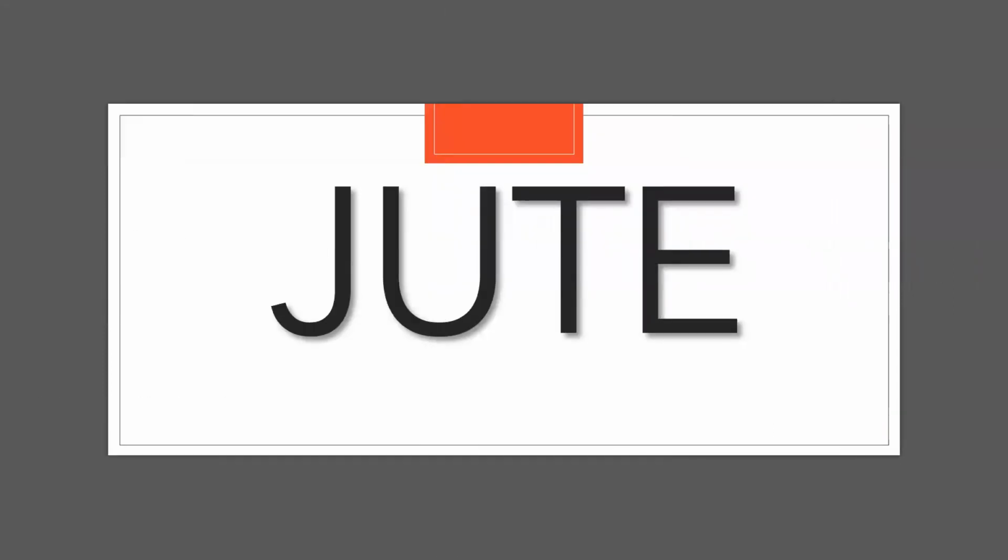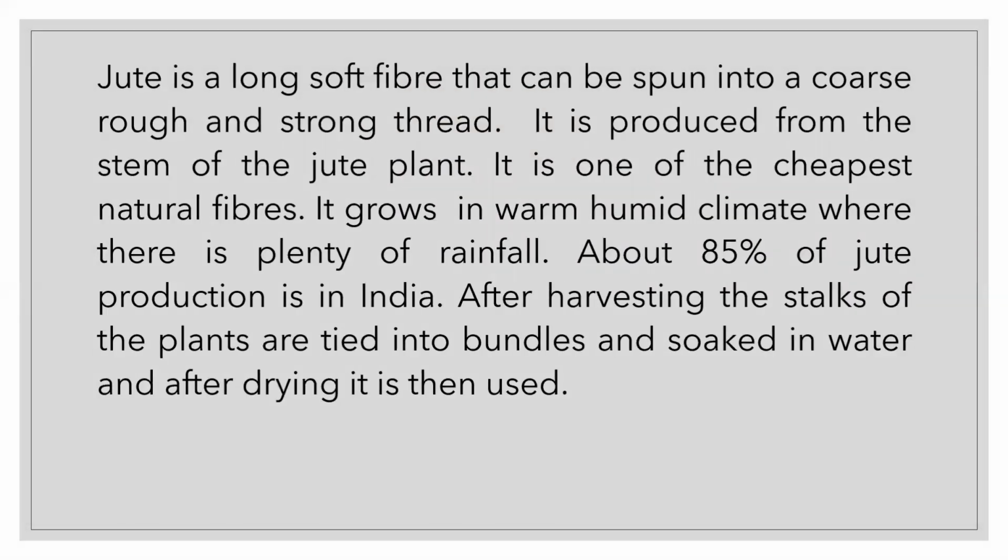Jute. Jute is a long soft fiber that can be spun into a coarse, rough and strong thread. It is produced from the stem of the jute plant. It is one of the cheapest natural fibers. It grows in warm humid climate where there is plenty of rainfall. About 85% of jute production is in India.